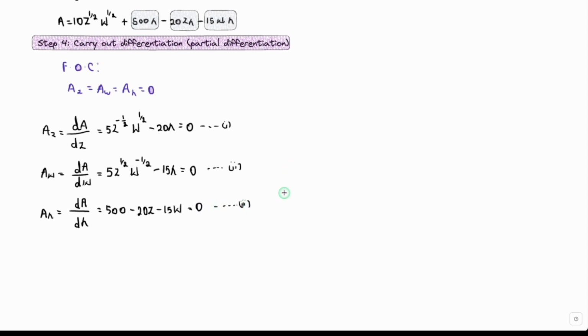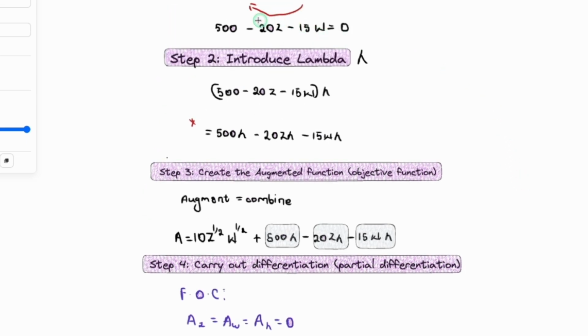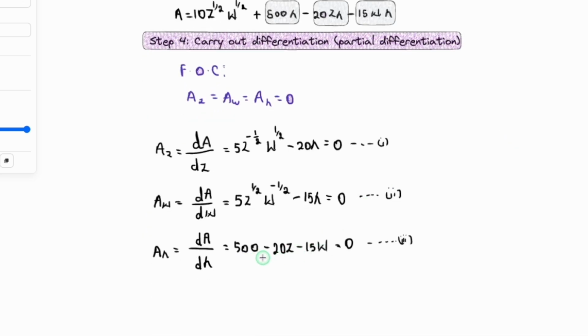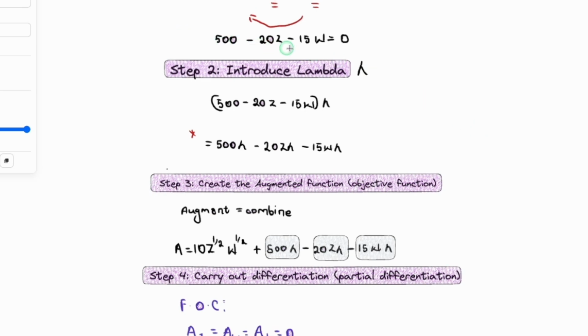Now, if you can take a second to just look at this particular equation, the third equation, you will notice that it looks like whatever we had equated to 0 originally. 500 minus 20z minus 15w is equals to 0. So that's just a small tip that when you're differentiating a third equation, each time it normally comes to what you had equated to 0 originally.